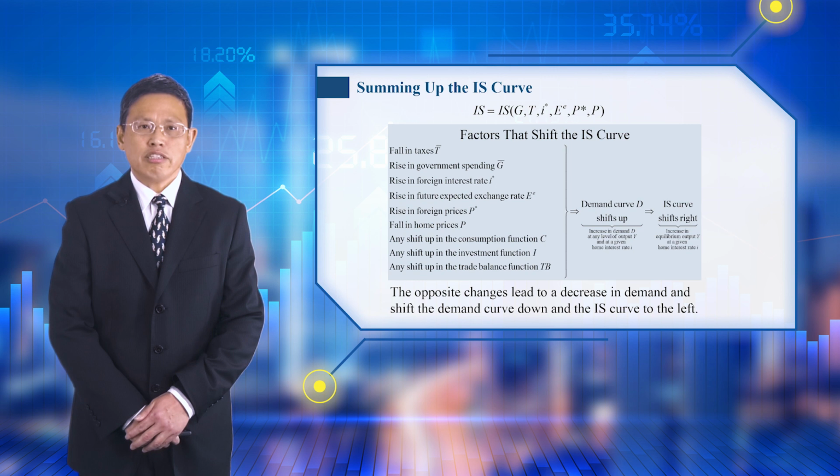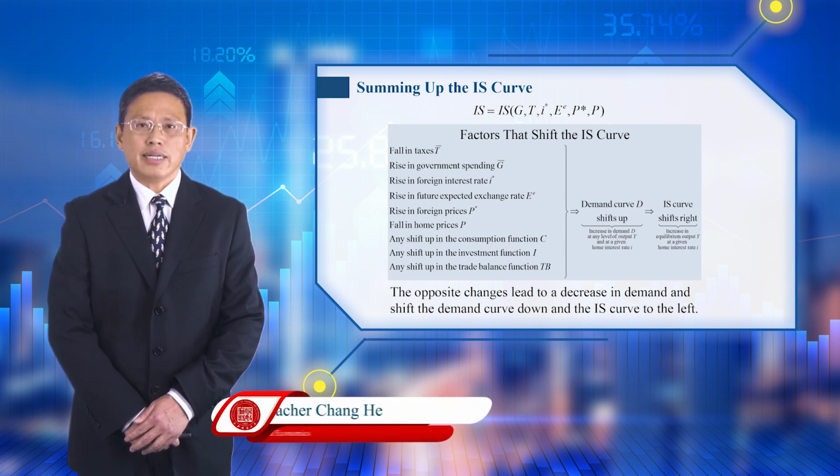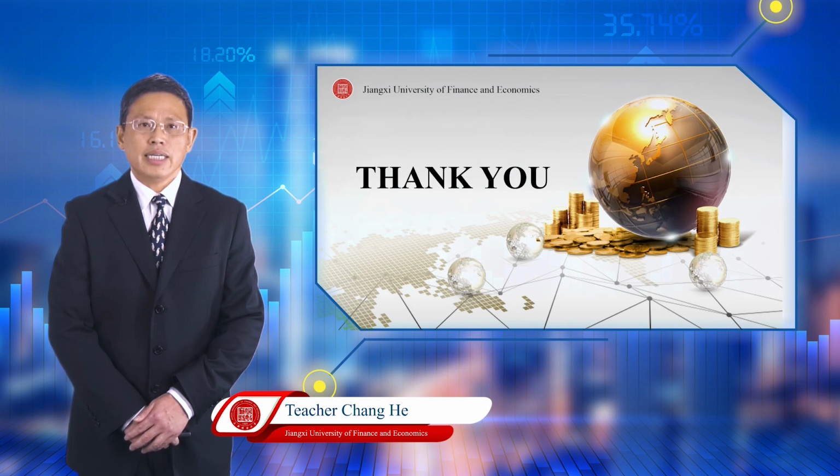Demand curve D shoots up, an increase in demand D at any level of output Y and at a given home interest rate I. S-curve shoots right, an increase in equilibrium output Y at a given home interest rate I. The opposite changes lead to a decrease in demand and shift the demand curve down and the S-curve to the left.